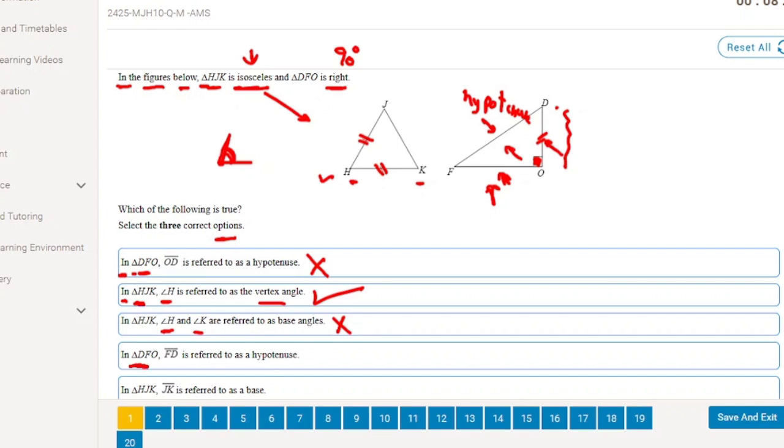Now in triangle DFO, side FD is referred to as a hypotenuse, which is the right answer. And the last one, in triangle HJK, JK is referred to as a base. This is the base of this isosceles triangle. Two sides are equal, so the other side will be the base of the triangle, which is the right answer.